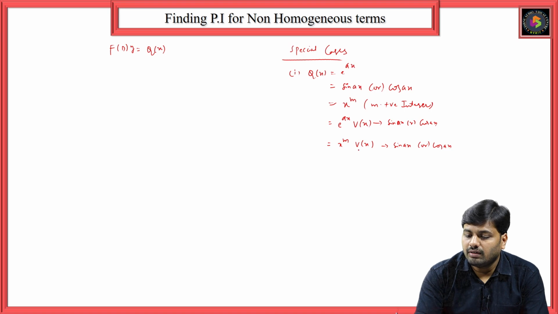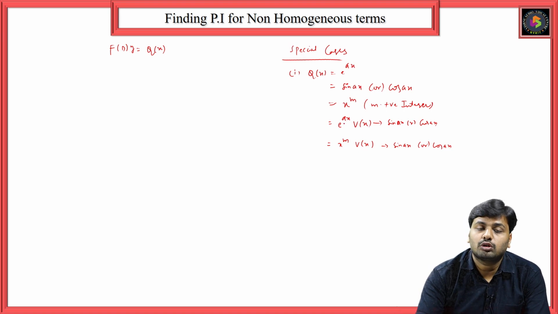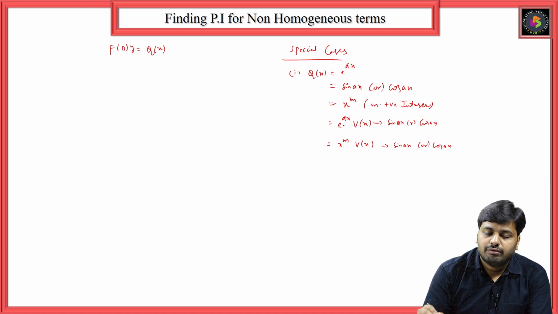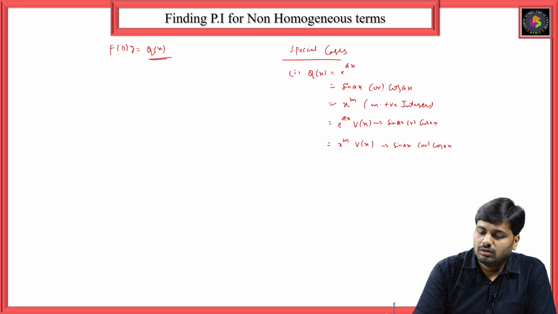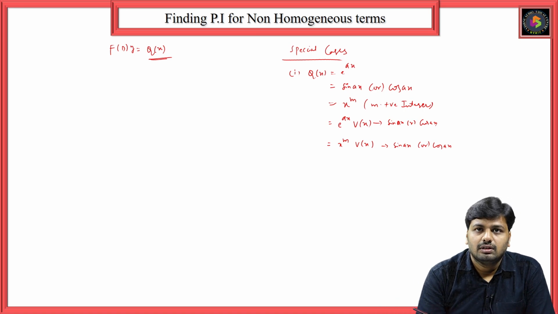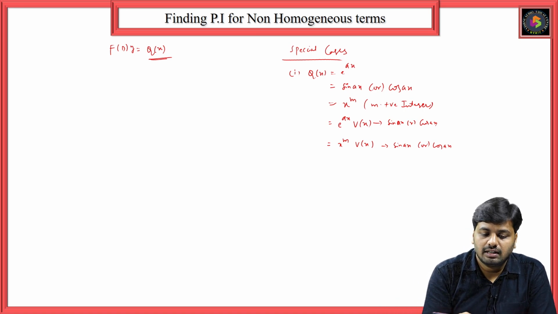Let us consider that V of x may be e power ax, then it moves to the fourth method again. So that is it. If the given right hand side function is not of these following 5 forms, then how are we going to solve the problem? That is the generalized method.